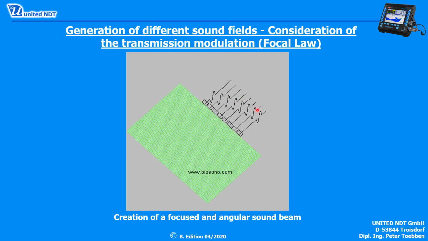Now here you have both together. At first you have an inclined portion, and then also you have a certain delay for a focus. So you have a focus under a certain angle. It's a combination of the other two. You see, it's now focusing here in this area. So this is the concept.